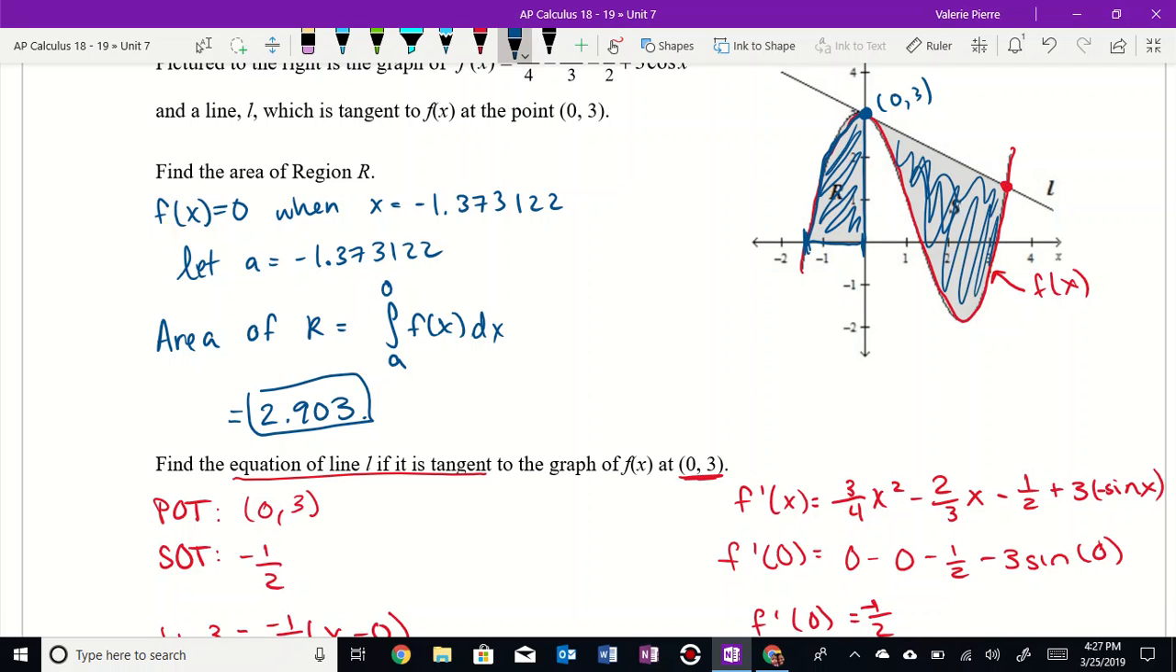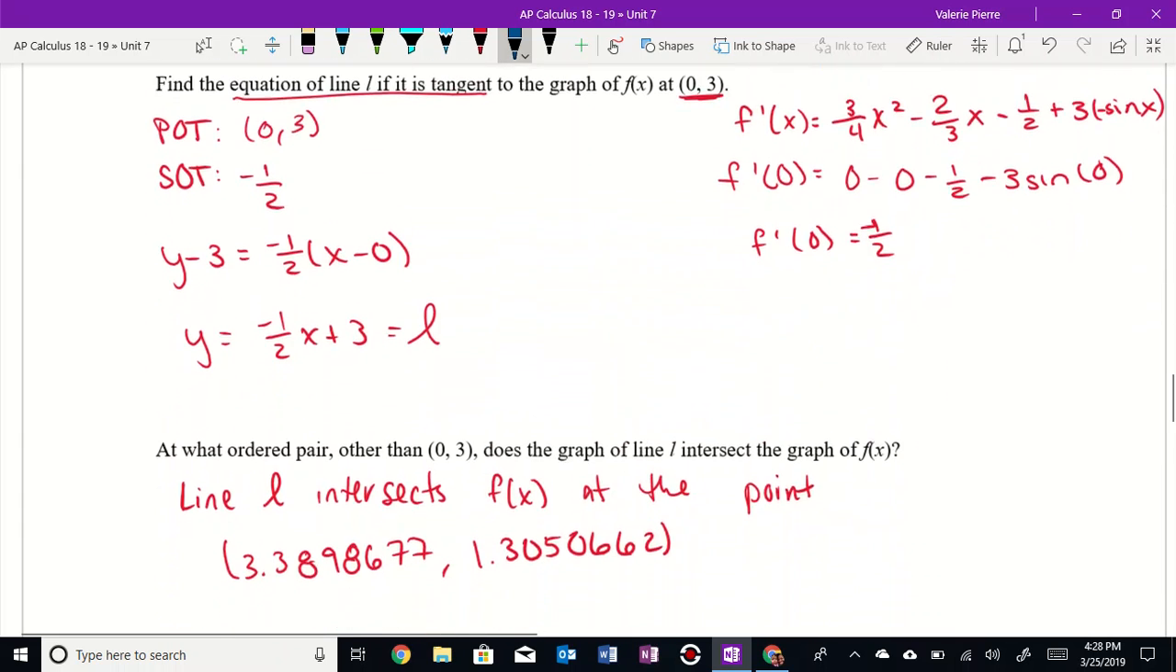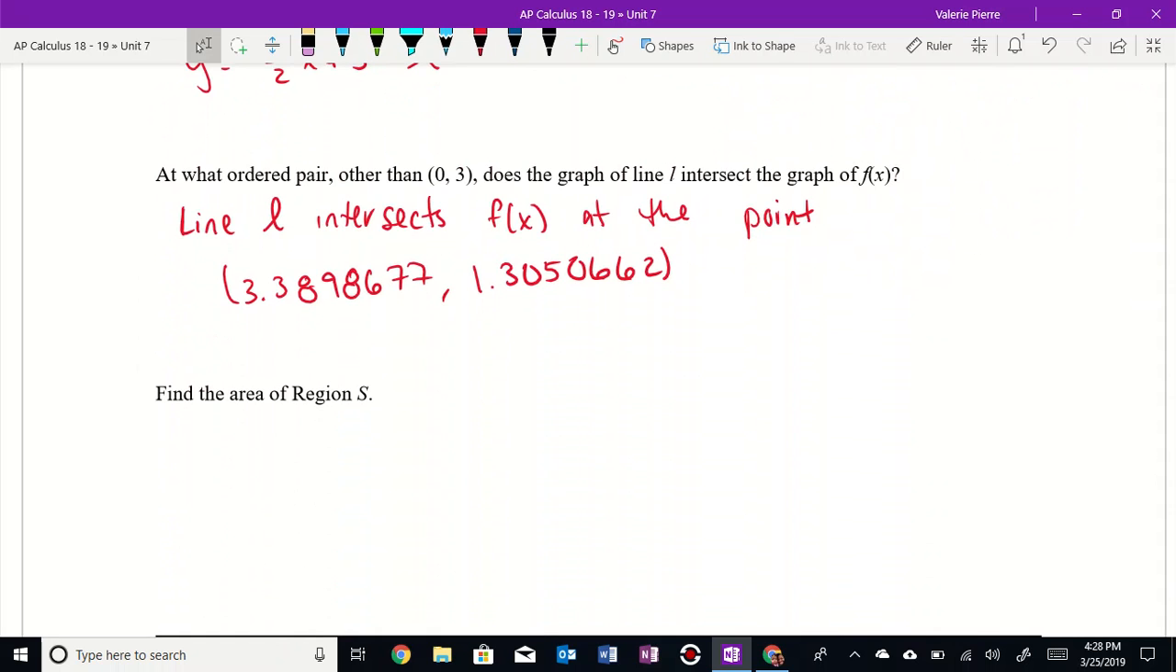So what we need to know in order to write this definite integral is which function is on the top. In this case, line L is greater than f of x, so L will be my first function. Next thing we need to know is the limits of integration. So we know we'll start at 0 because that's our first intersection point, and then we'll end at the second intersection point, which we found to be 3.389, and so on.